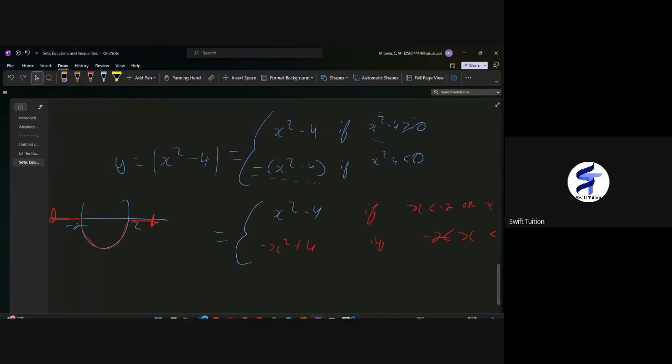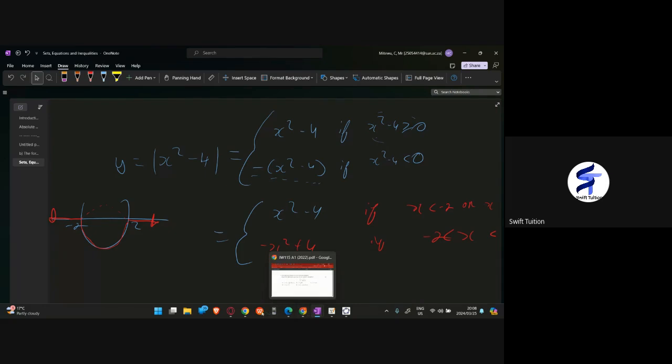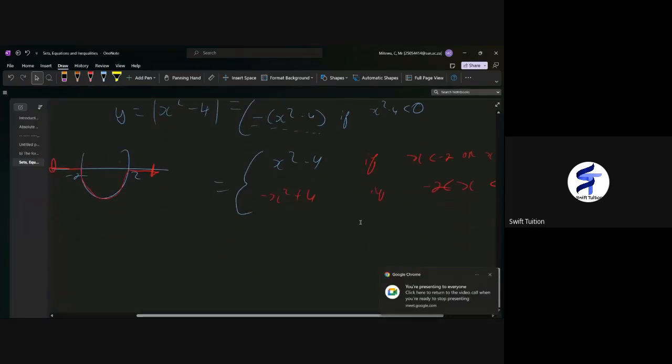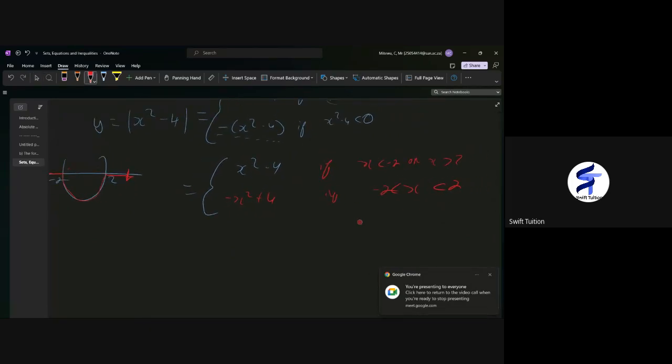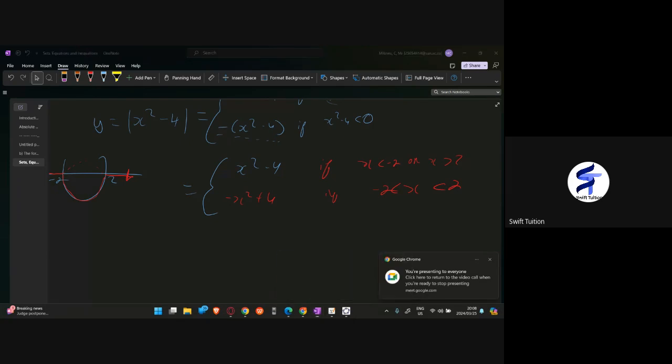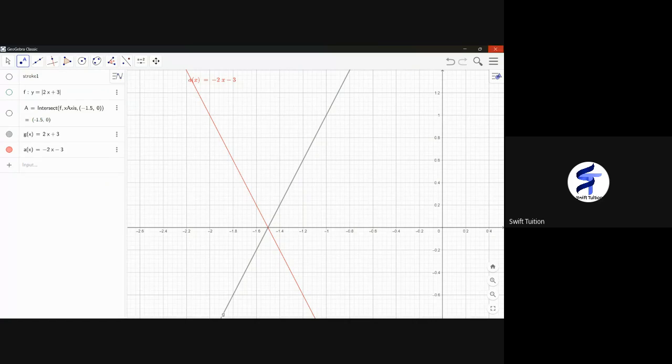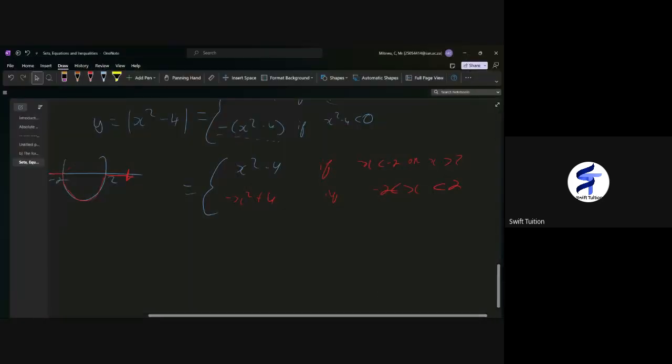So if we go back to GeoGebra, is this presenting the entire screen or did I forget to check? We are presenting the entire screen indeed. All right, sorry, let me go to GeoGebra. Give me a second. Okay, in fact, let me close this one.